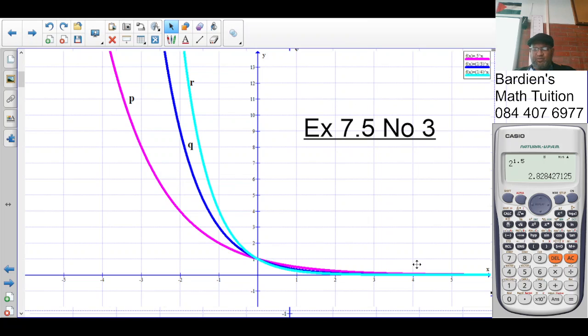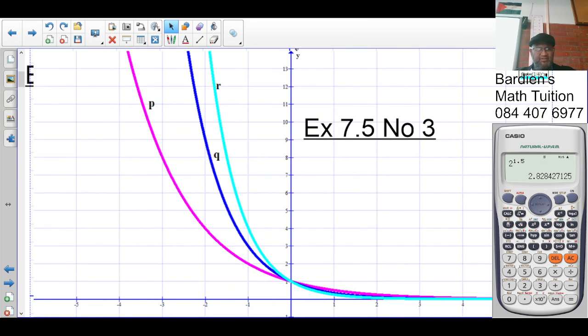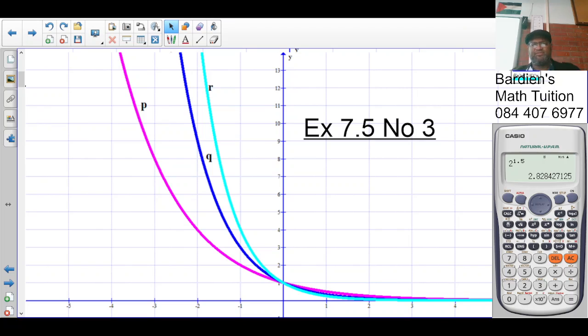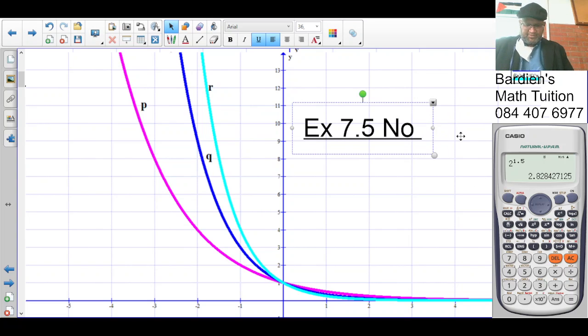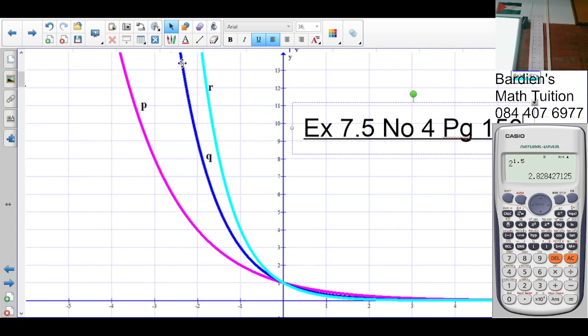Right. So let's answer the questions pertaining to these graphs. Okay? First questions first. We drew the graph, right? Why do I have number 3? It's number 4 on page 150. Okay. First question, we've drawn the graph, number B. Each graph you have drawn passes through a common point.